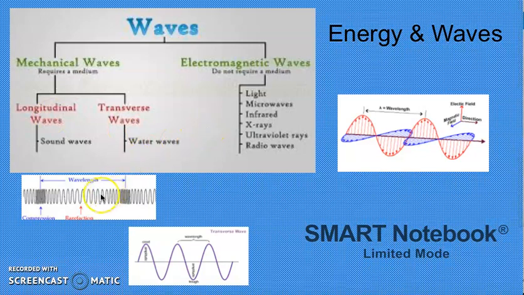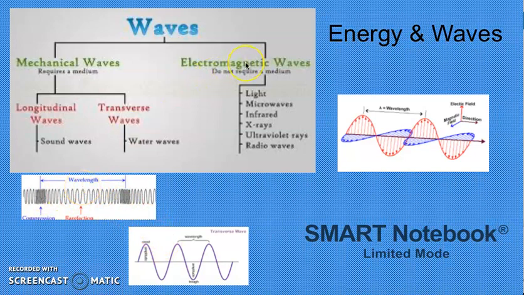With a longitudinal wave, the denser these compressions, the greater disturbance in the wave. So for a transverse wave, it's the higher the amplitude, the more disturbance or energy. For longitudinal waves, it is the more dense of these compressions, the more energy that you have. So that's kind of a distinction between those two.